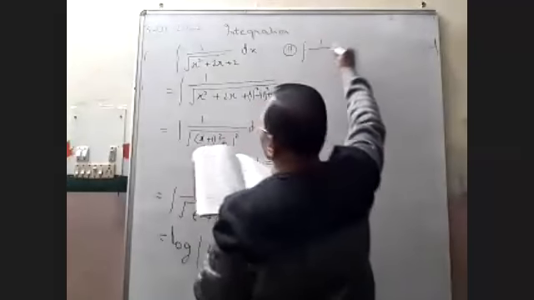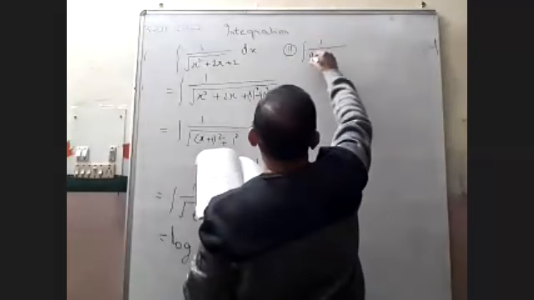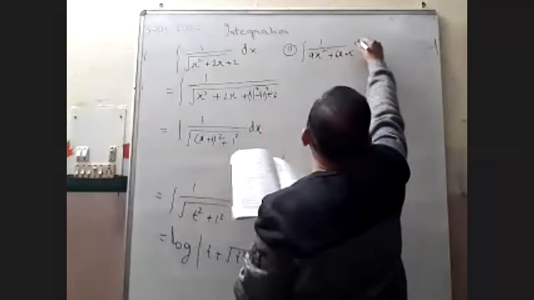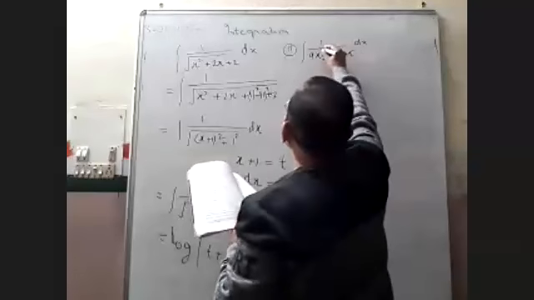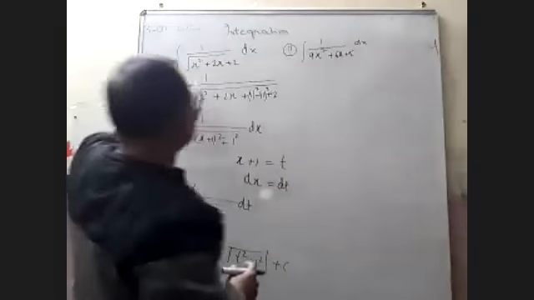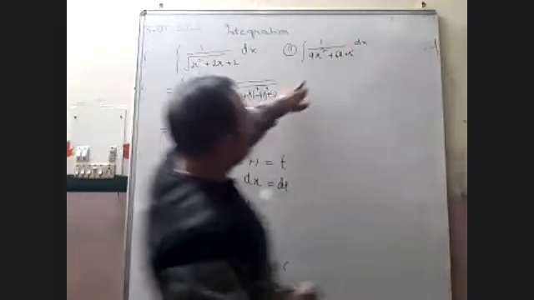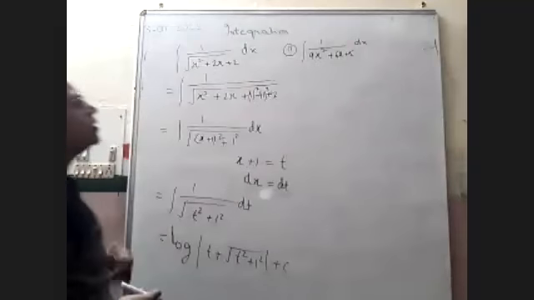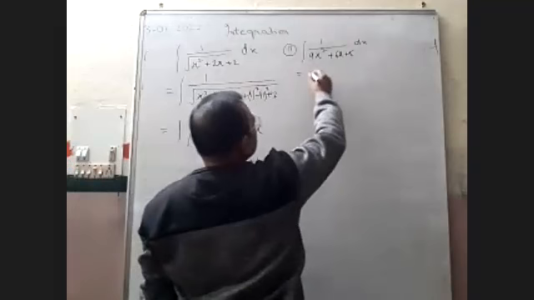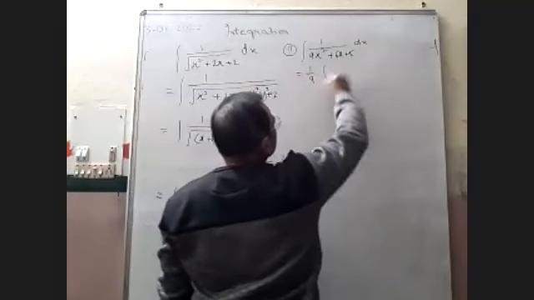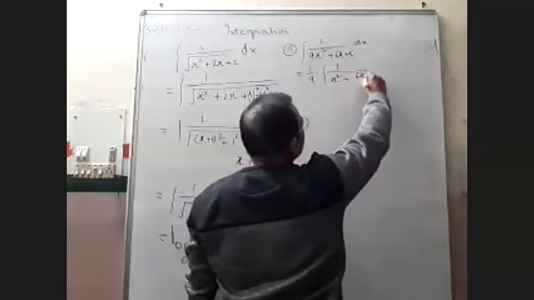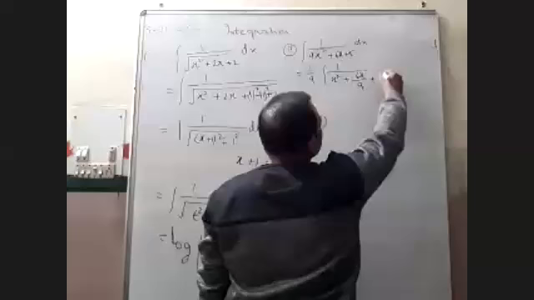1 upon 9x square plus 6x plus 5 dx. What is the difference in this question? In the previous one the coefficient of x square was 1, but here the coefficient of x square is not 1. So you have to take care of this thing also. First of all, you have to make the coefficient of x square 1 by taking 9 common. You will get x square plus 6x upon 9 plus 5 upon 9.